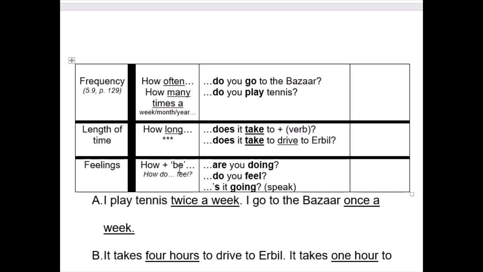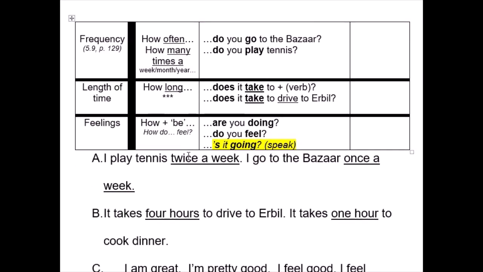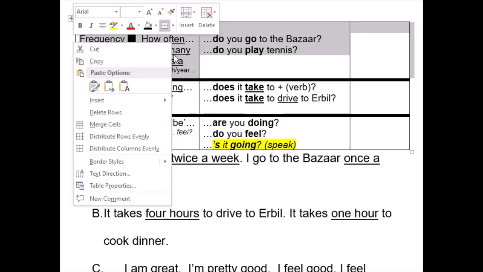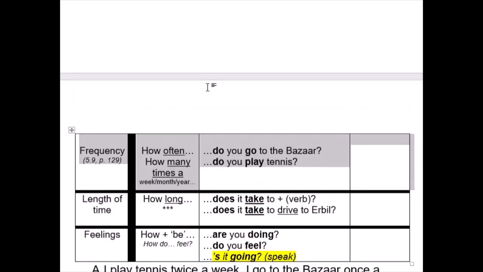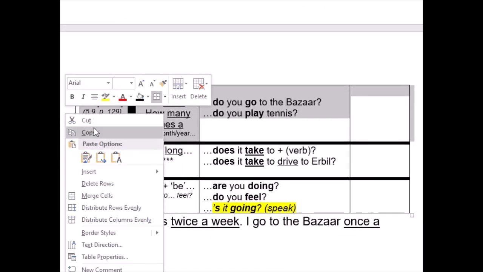And finally, feelings. How plus verb be, or how do you feel? How are you doing? How's it going? And that's for speaking usually. Okay, so let's do the same practice as before. We have the meaning, the information you want, the information question, and the question.